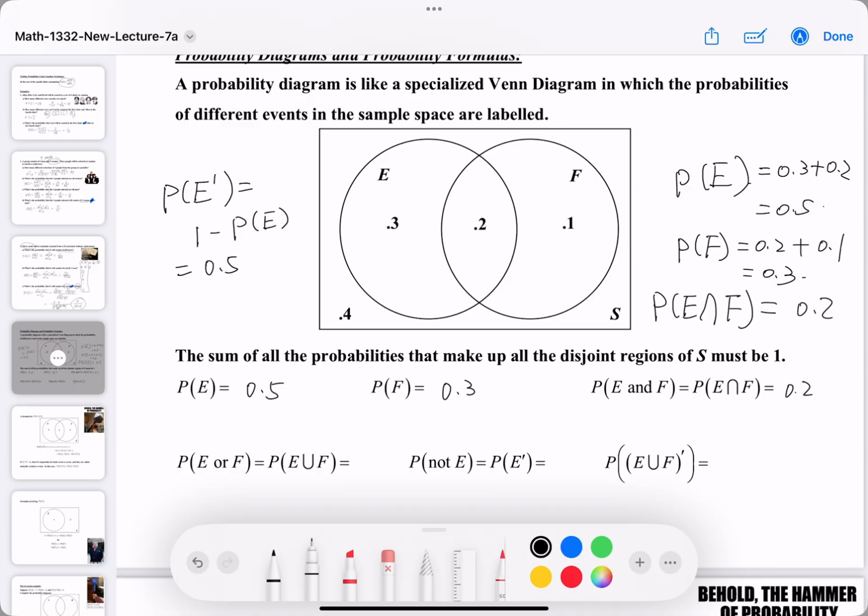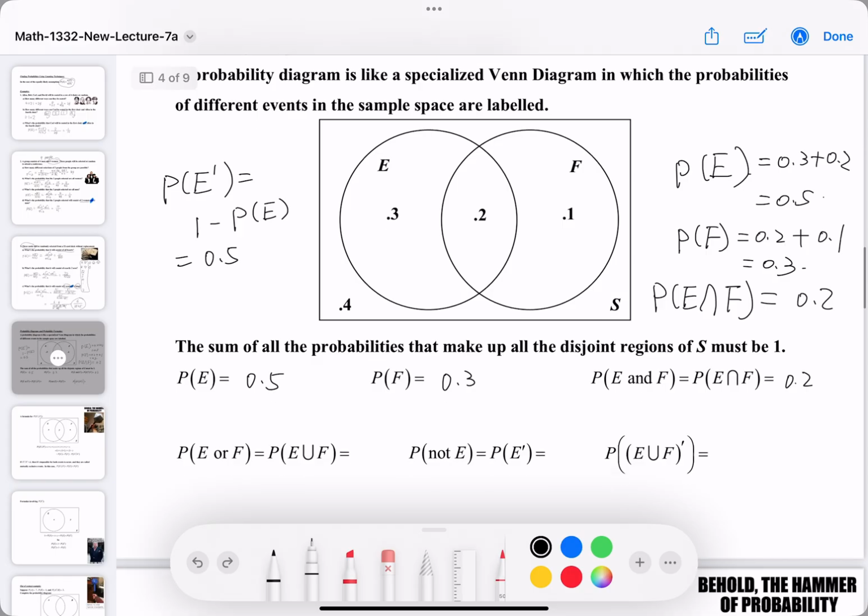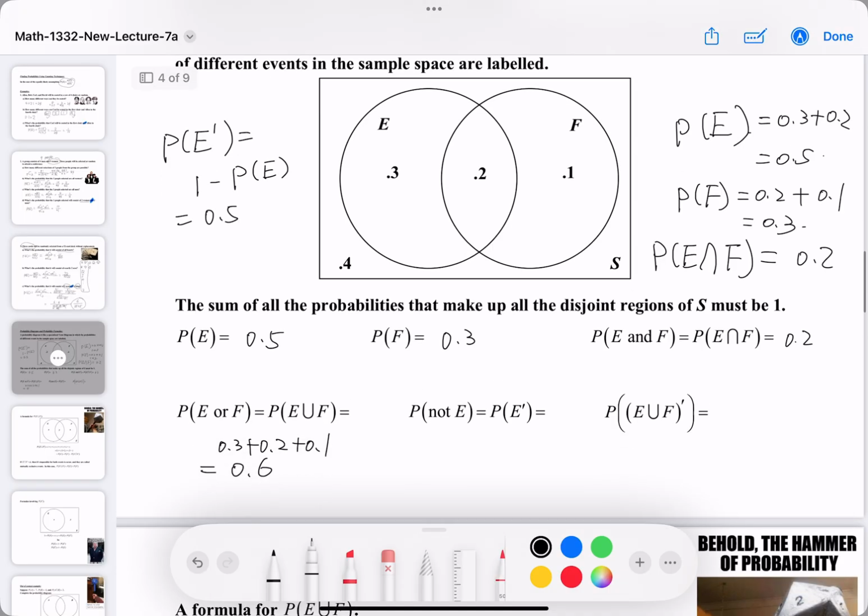And what is P of E or F? So what is E or F? That is the section I highlighted. So we need to add them together. It is 0.3 plus 0.2 plus 0.1, it is 0.6. And what is P of E prime? We talked about this. It is 0.5.